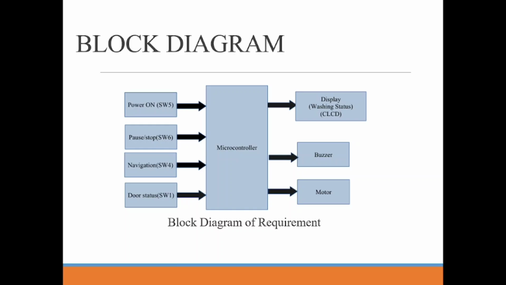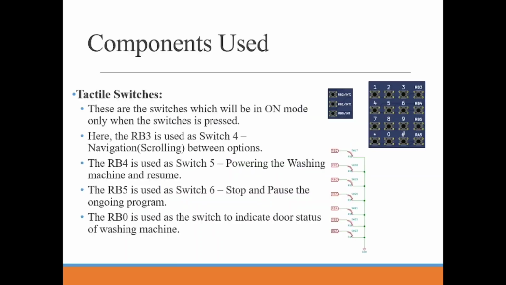On the right hand side we have a display used to display the washing status of the washing machine, and a buzzer to indicate that the washing program has been completed, and a motor which is used to replicate the washing machine. To replicate it, we have used a fan in this system. So let us see what are the components which I have used.